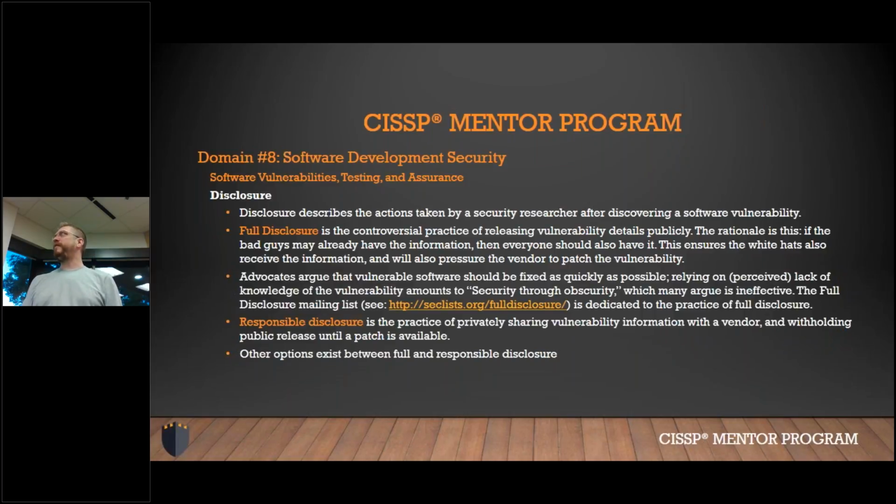Responsible disclosure is going and sharing that vulnerability information with the vendor and then not releasing it until the patch is available. There are other options, but those are the two most common that you'll see. All right, everybody got disclosure? Full is controversial. Responsible is going to the vendor first and giving them a chance to actually address the vulnerability.